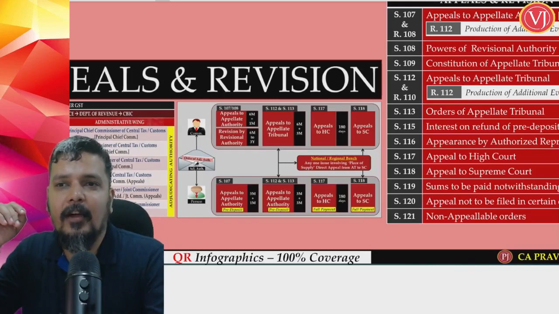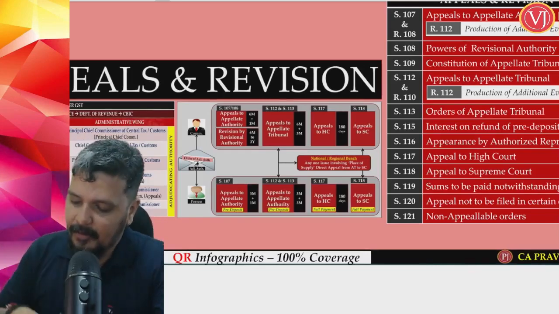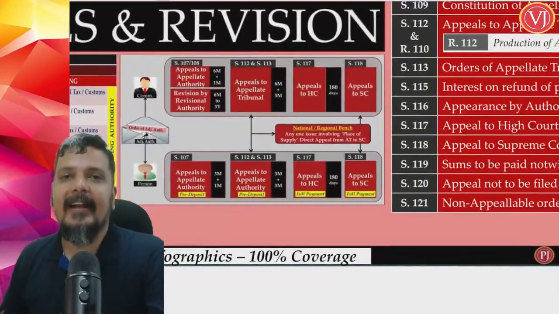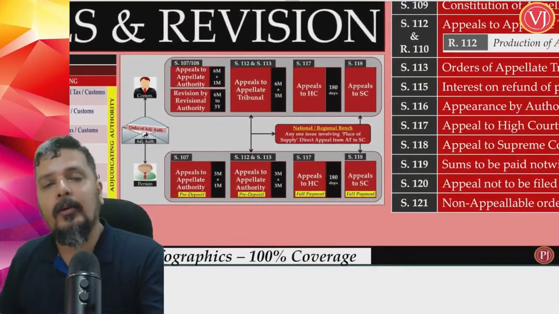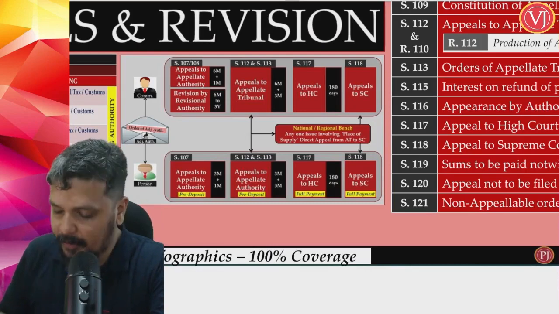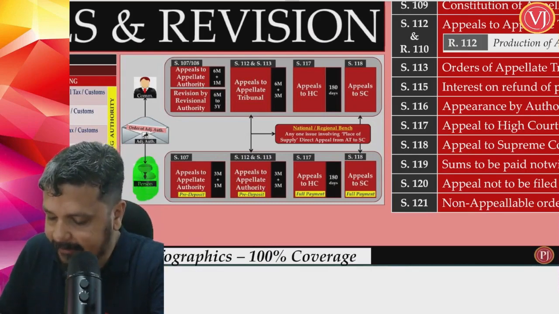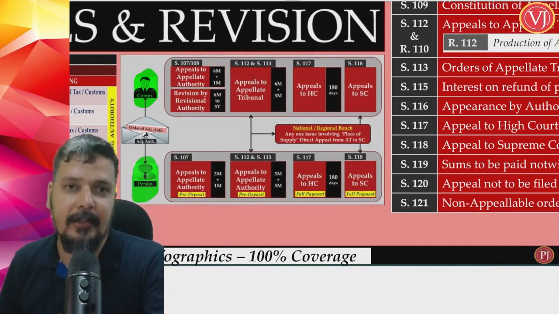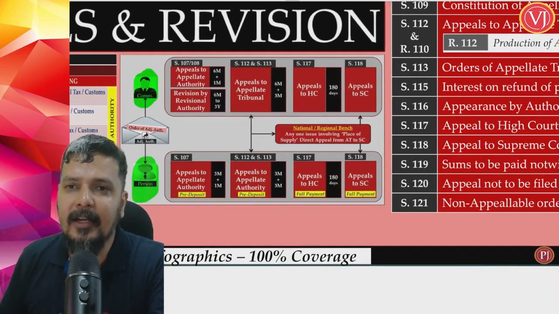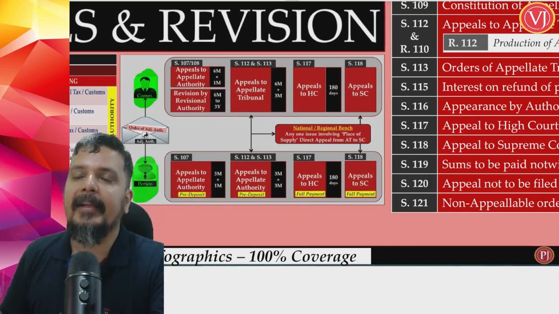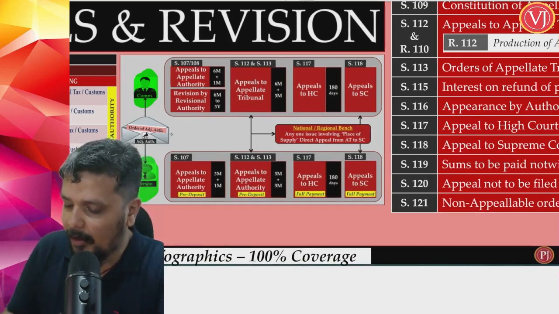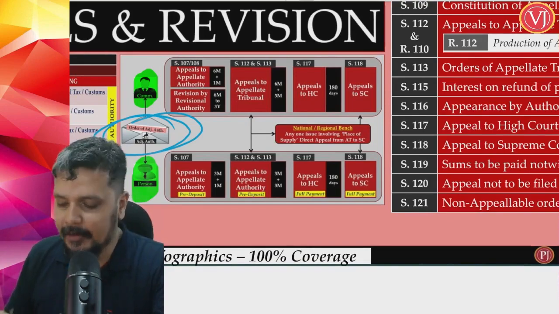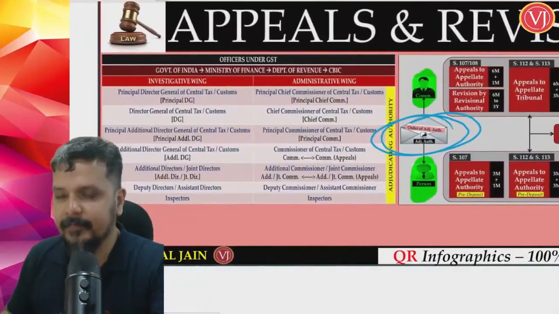Yes, we'll start with your appeals and revision. When I talk about your appeals and revision, please understand that there are 2 different chains of appeals and revision. One for the assessee, one for the officer, where the direction will be given by the commissioner. Now, appeals will come only after the order of the adjudicating authority. Who are all adjudicating authorities?